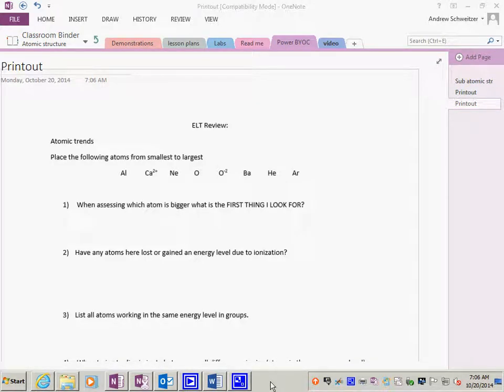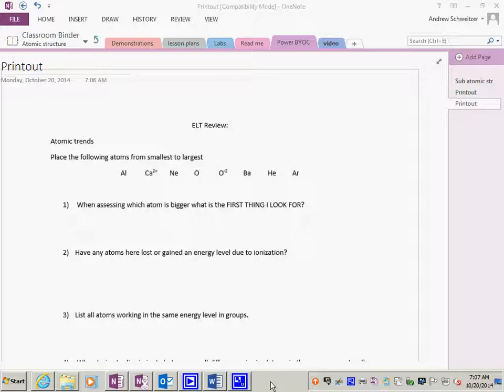Hello, this is Andy Schweitzer, and this is a little review of atomic trends. This is actually a worksheet for a little ELT review, extra learning time review, to bring everything together for practice on atomic trends of radius and ionization energy. As we go through this, you can pause the video and try out a few problems.